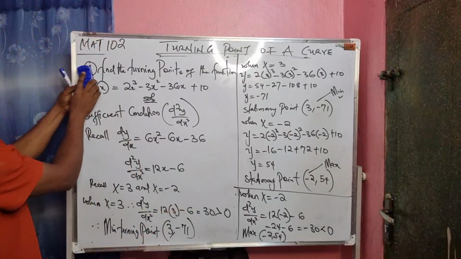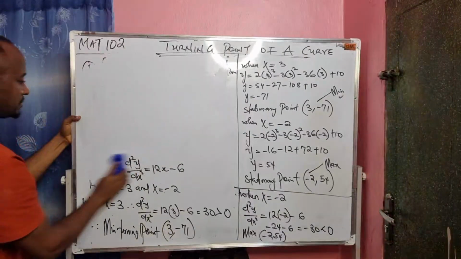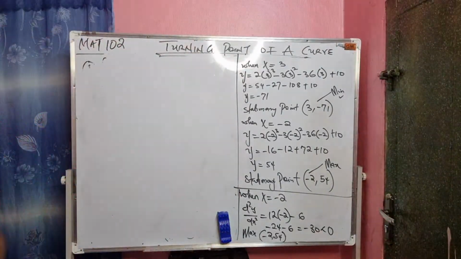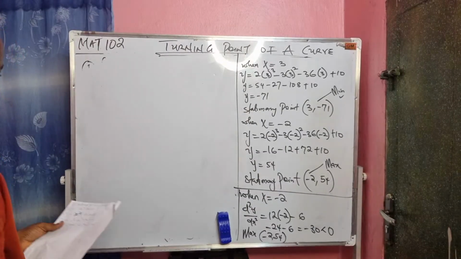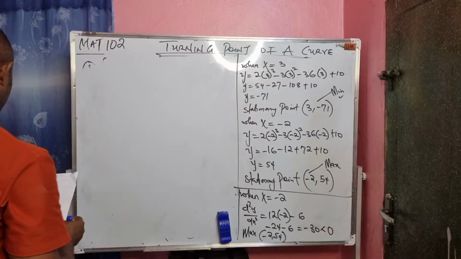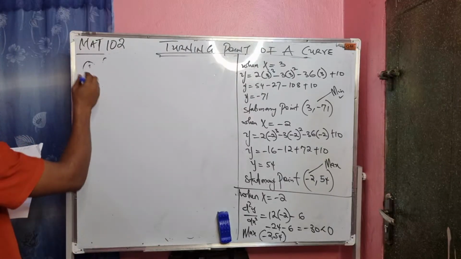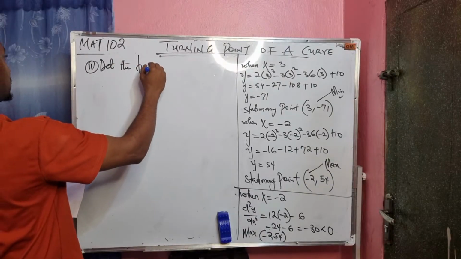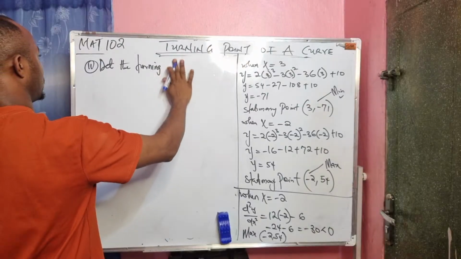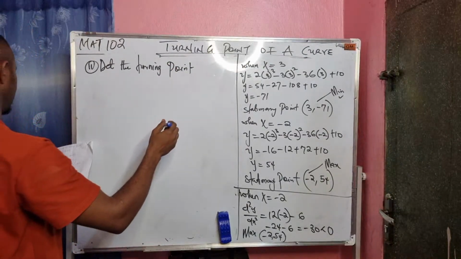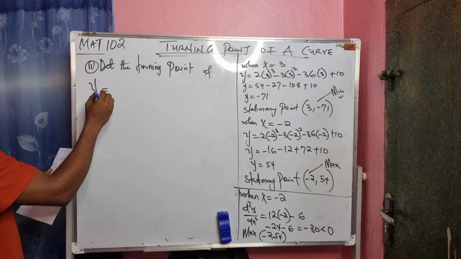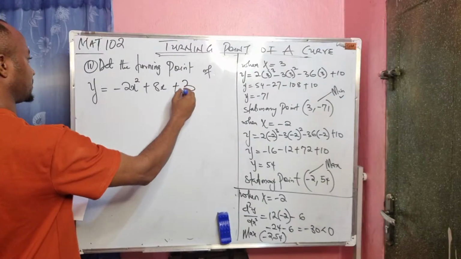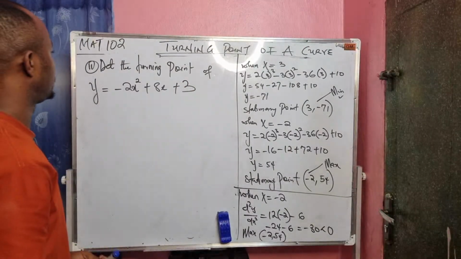Okay, question number 2. Question 2 says, determine the turning points of y equals -2x² + 8x + 3.